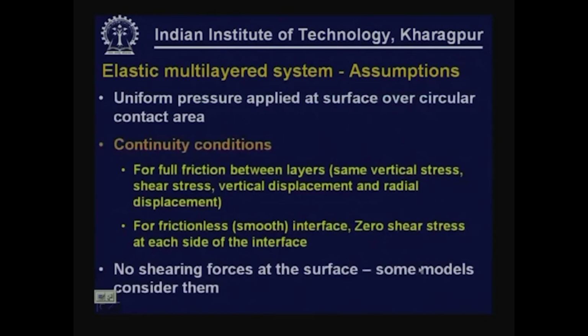Other assumptions that we make about the loading conditions and boundary conditions are: uniform pressure is applied at the surface over a circular contact area, although we can still solve the pavements for other types of surface loading conditions. The continuity conditions are: between different layers, full friction is assumed, that means same vertical stress, same shear stress, same vertical displacement and same radial displacement at the interface. We assume full friction and full contact also.